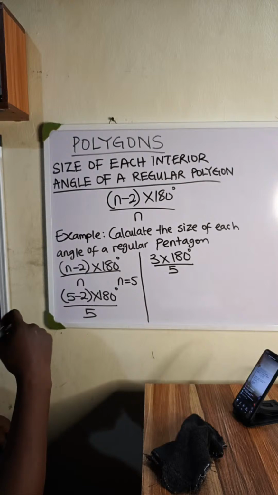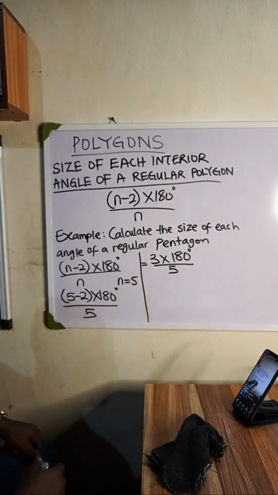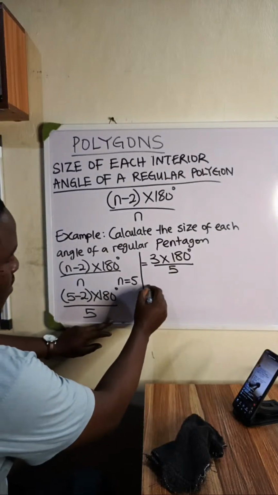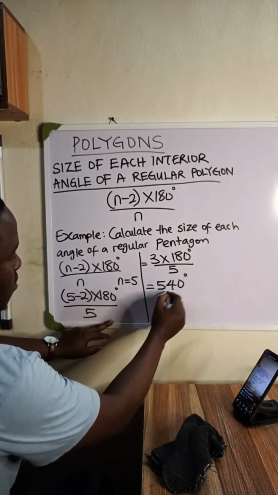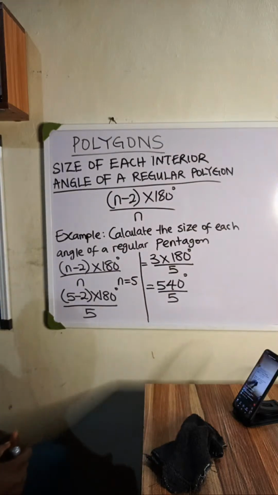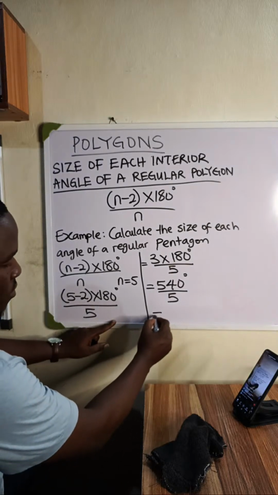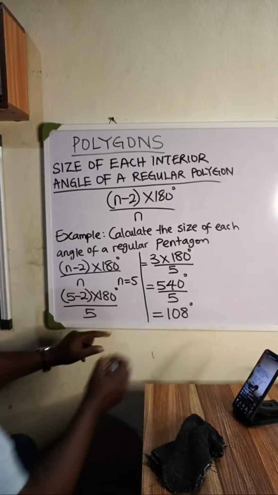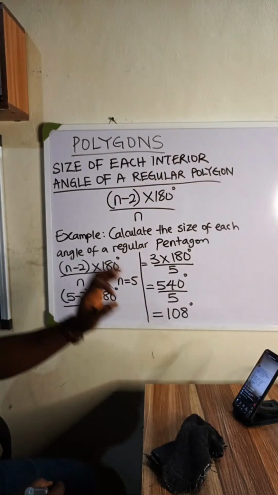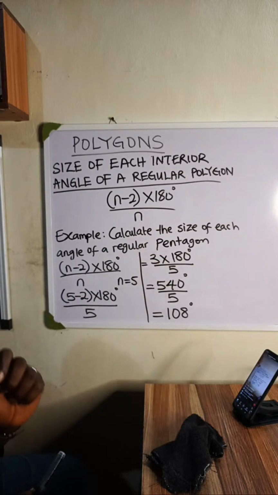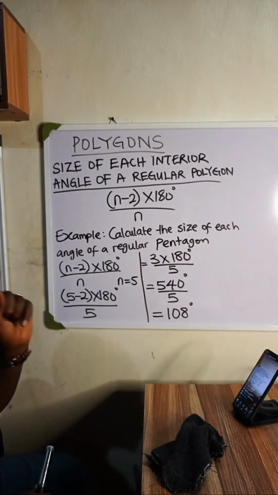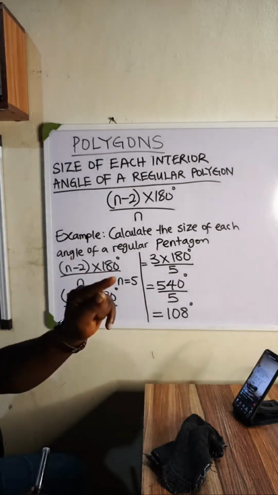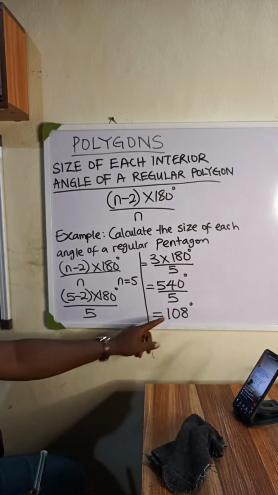So 3 times 180 degrees is going to give us 540 degrees. So we have 540 degrees all over 5. 540 degrees divided by 5 is going to give us 108 degrees. This means for a regular pentagon, the size of each angle is 108 degrees. Each of the angles of a regular pentagon will be 108 degrees.